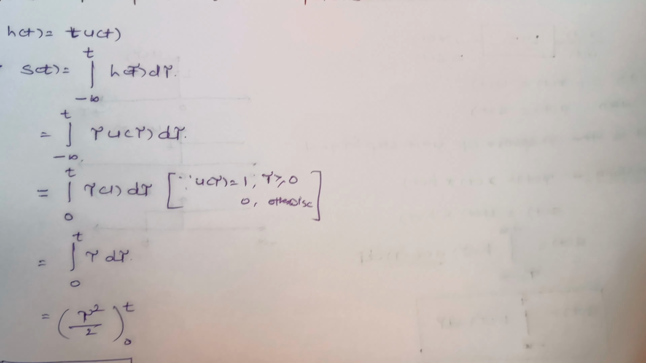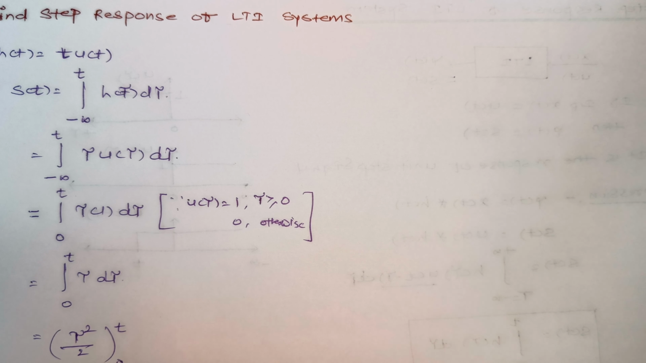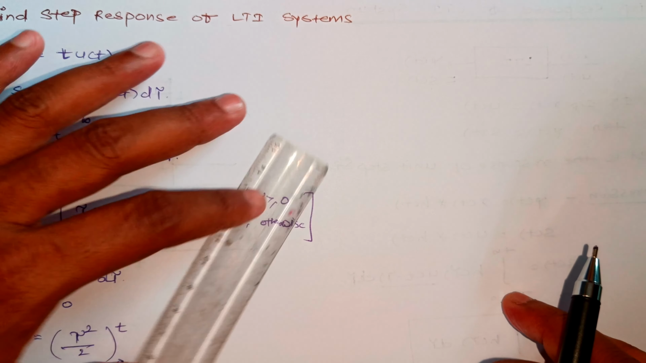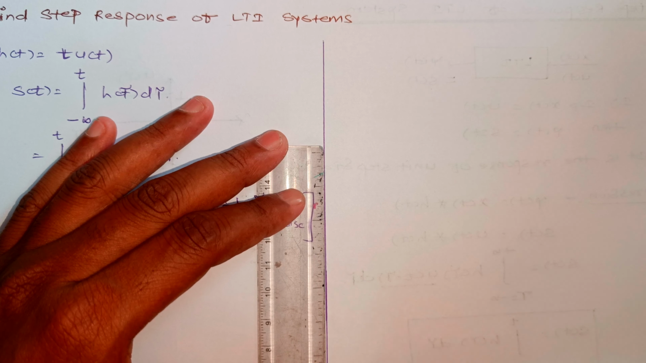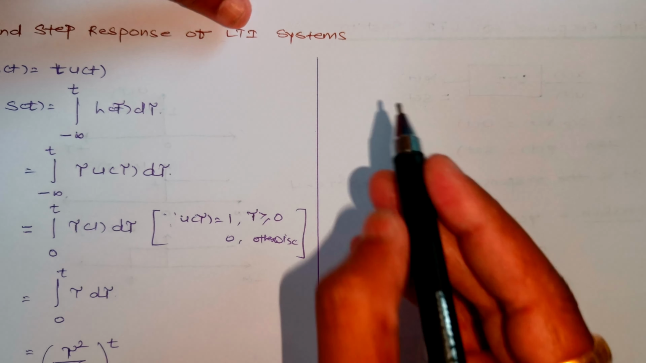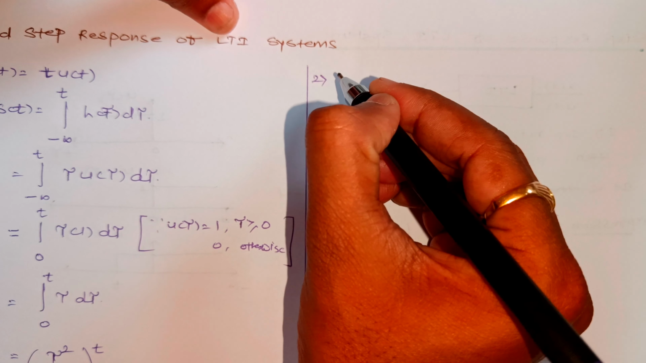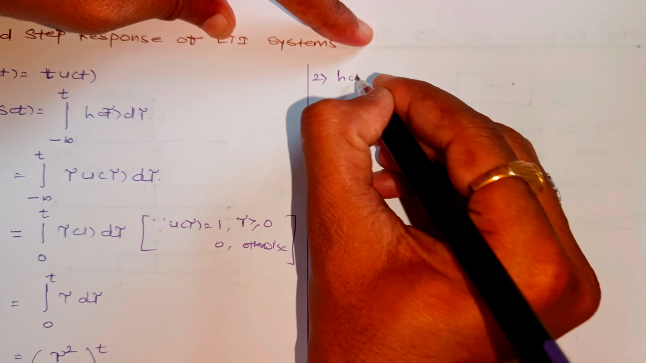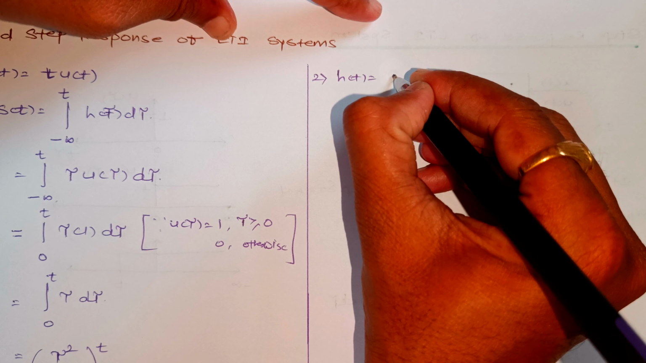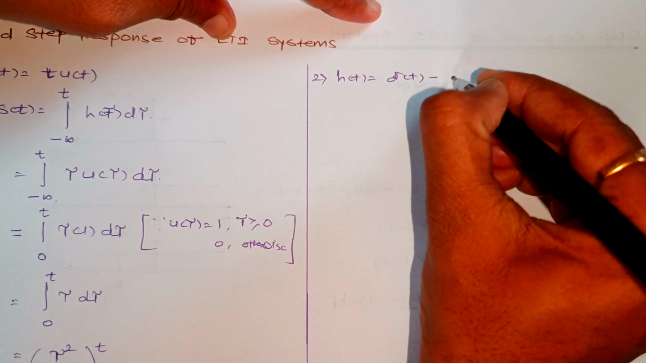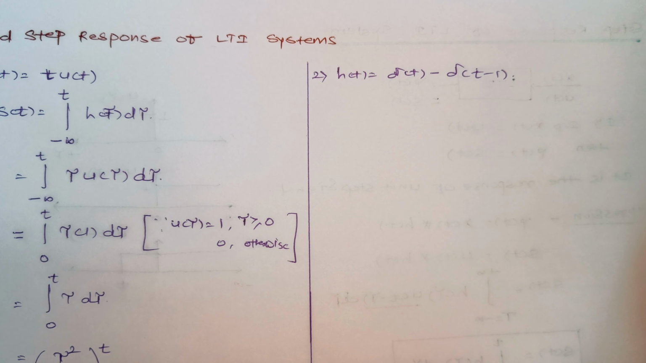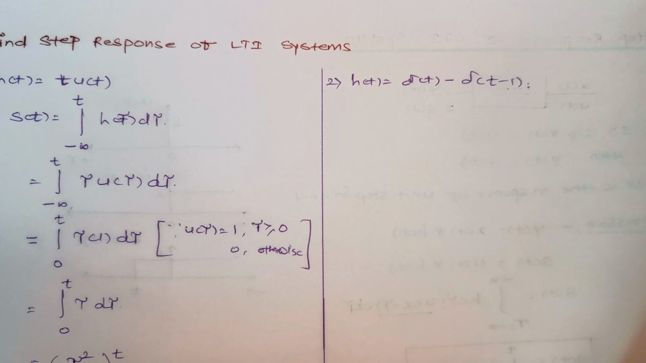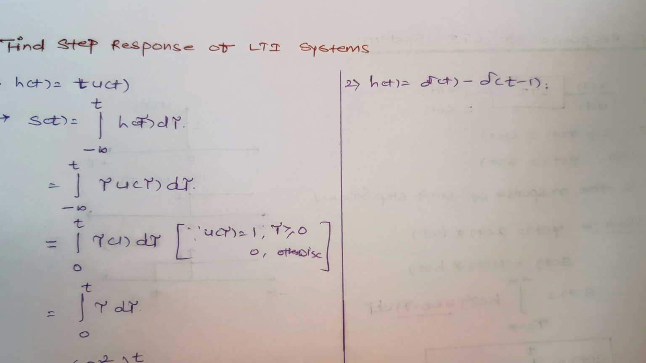Okay, let us see one more example on finding the step response. So we have the second question as h of t is equal to delta of t minus delta of t minus 1, and all these questions are asked in various university examinations.